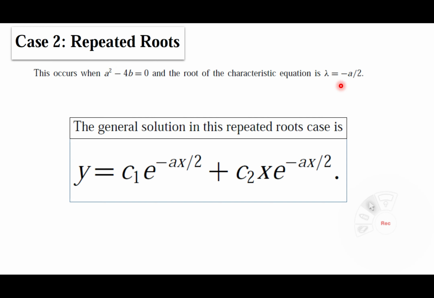In this case, lambda equals minus a over 2, and our general solution is going to be C1 e to minus ax over 2 plus C2 x e to minus ax over 2.